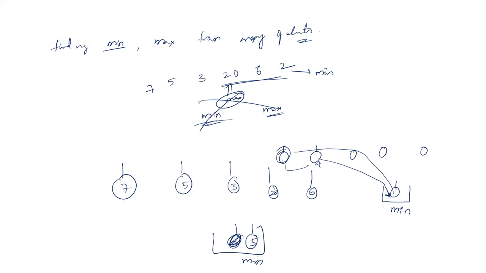So next apple is run up. So 5 is compared with the 3. So this is a smaller apple. I'm going to discard this 5 and replace this min with a 3. So next, compare 3 with 20. Which is a smaller apple? This is a smaller apple.